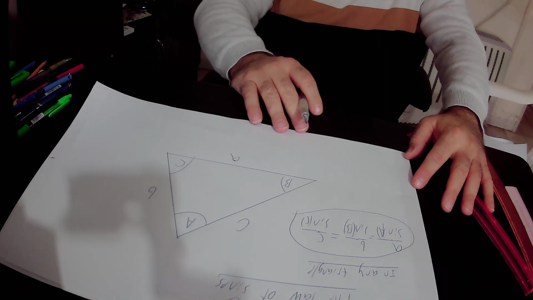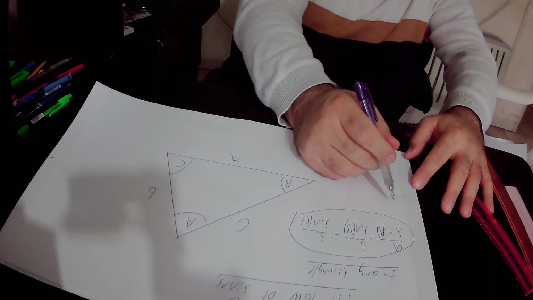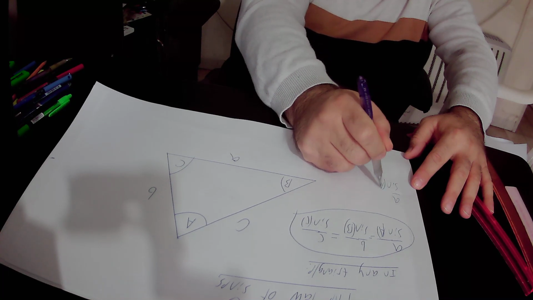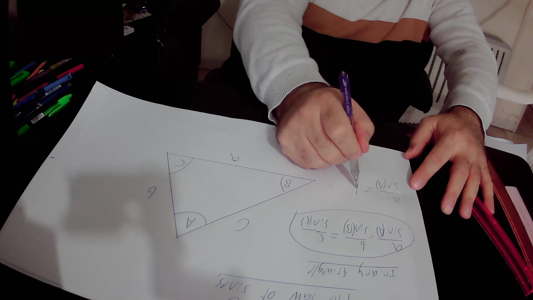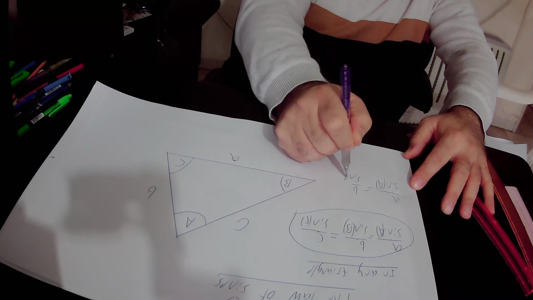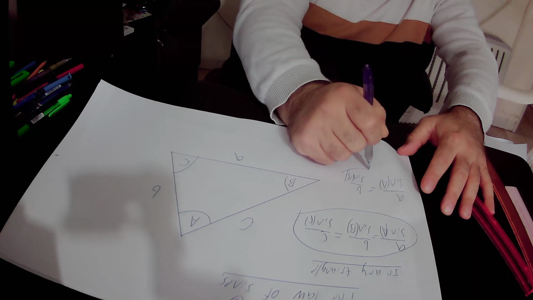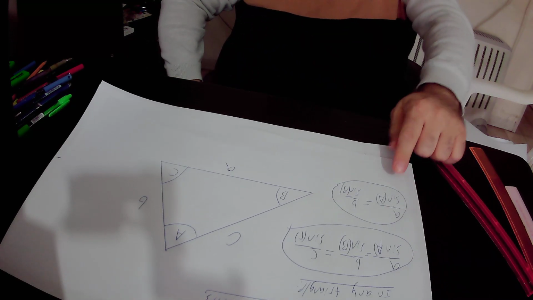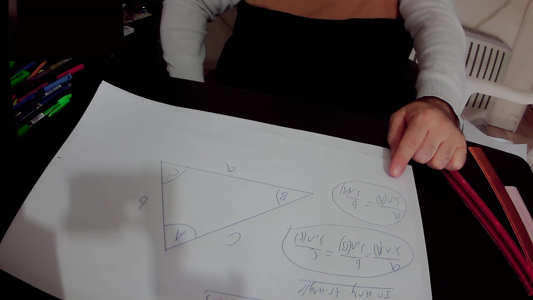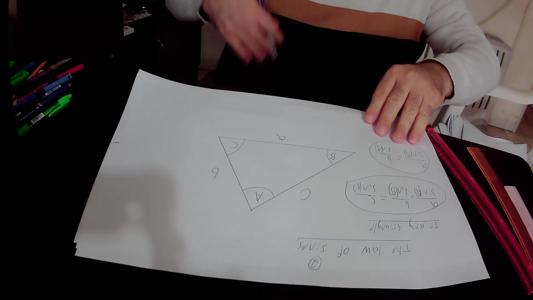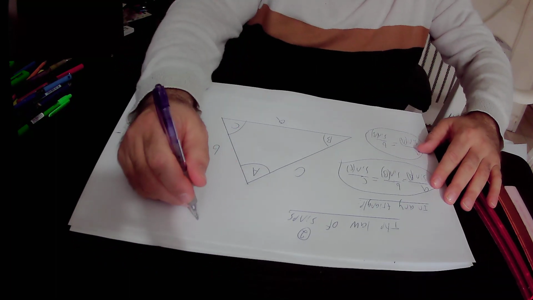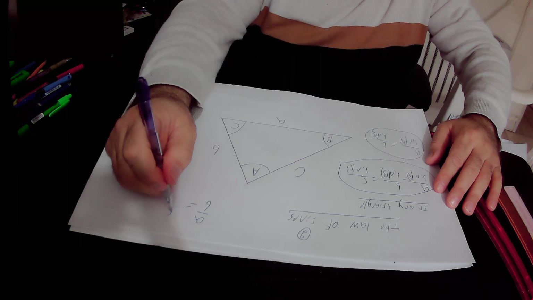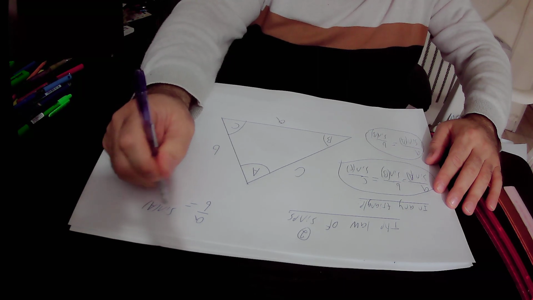So from this formula we derive that A over sine A is equal to B over sine B. We will divide this equation by B and then multiply it by sine A, and we will get that A over B equals sine A over sine B.